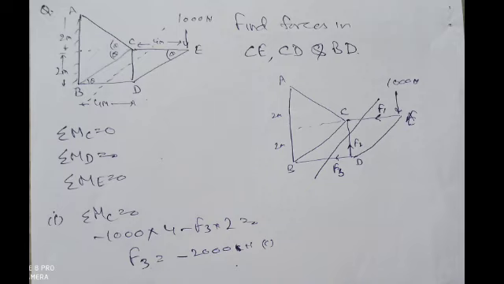Then we will try to find out the points about which the moment of two forces will be 0. You can see that F1 and F2 are meeting at point C. So if we take moment about this point C, then the moment of F1 and F2 will be 0 and we will get the value of F3. Similarly, you can see that F2 and F3 are meeting at point D. So if we take moment about this point D, then the moment of F2 and F3 will be 0, so we will get the value of F1.